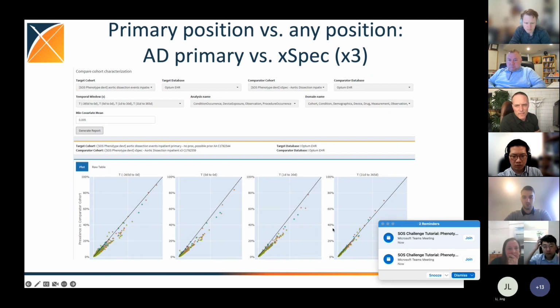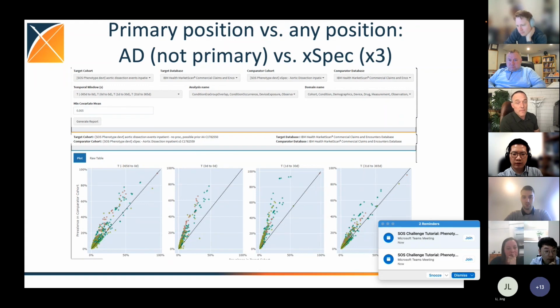In those plots, there were more aortic dissection concepts in the target here, which was actually in the primary position. And this is something that held true throughout the rest of the analyses that I looked at. I think the message being delivered here was that having aortic dissection once in the primary position was a more specific definition than having it 3 times in the hospital record. So my anticipation of what was the more specific cohort was actually wrong. It's probably actually the primary position.